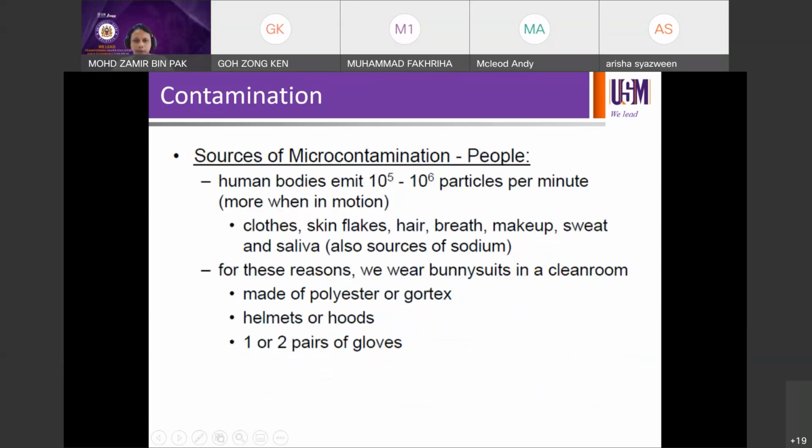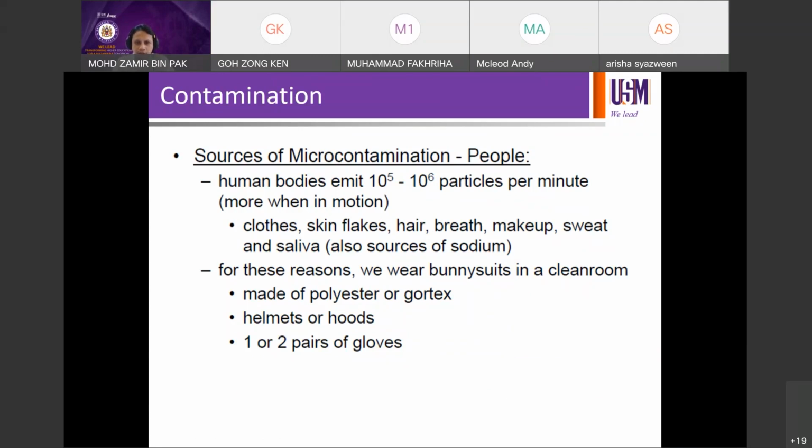Another source is people, humans. We emit 10 to the 5, up to 10 to the 6 particles per minute when in motion, walking. If we do anything, 10 to the 5, we discussed last week. The particles can come from clothes, skin flakes, hair. Then breath, makeup, sweat, saliva. Of course you don't spit in the fab, right? So, those are contamination sources.